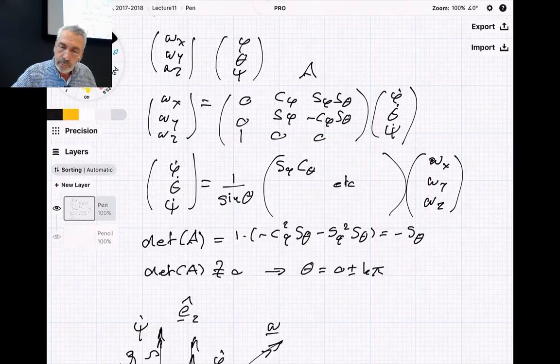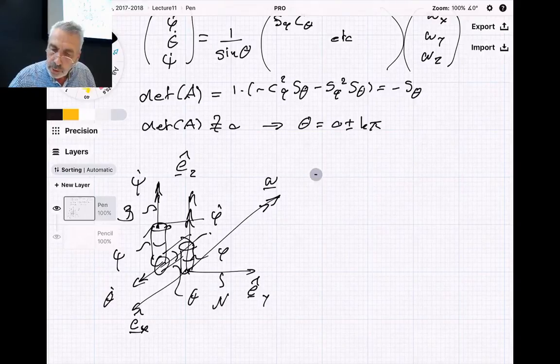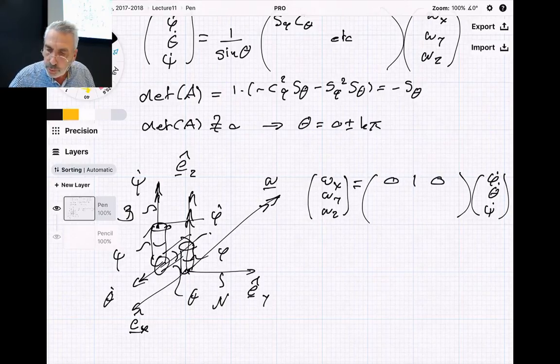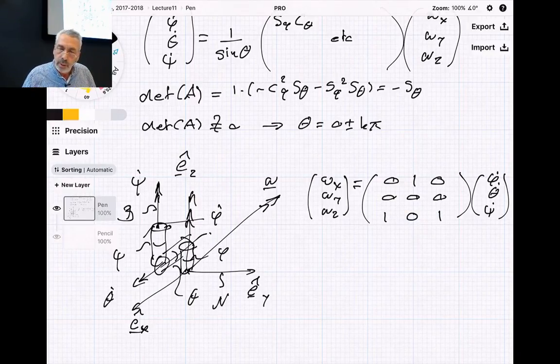Then if we put in zeros, these will be zero angles, so we get 0, 1, 0, and then all zeros, and then 0, 1, 0, 0. So I have to remember that. We have omega x, omega y, omega z equals, and then phi dot, theta dot, psi dot. The entries were a 0, a 1, and a 0, and then a whole row of zeros, where you already think, oh yeah, something is going wrong. And then a 1, 0, and a 1. There was already a 1. Okay.